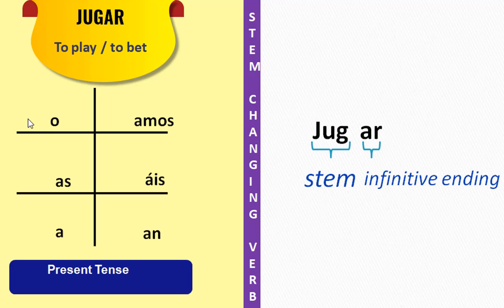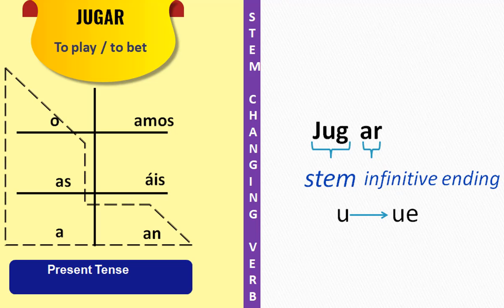If you want to say I play, it will no longer be jugo. The stem will change. So how does it change? Here we see that it's one syllable and the vowel here is u. U changes to ue. And this change occurs in the stem only in the L region, which means yo, tú, usted and ustedes form. It's not applicable for nosotros and vosotros form. If you would recall, we talked about this L when we were talking about IR verbs. Alright?